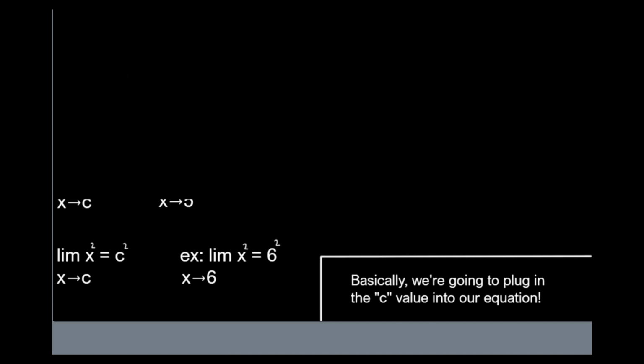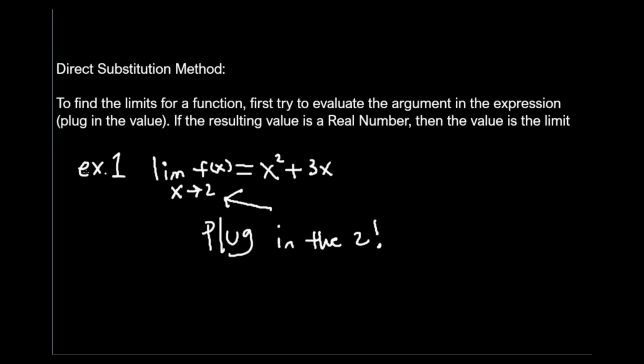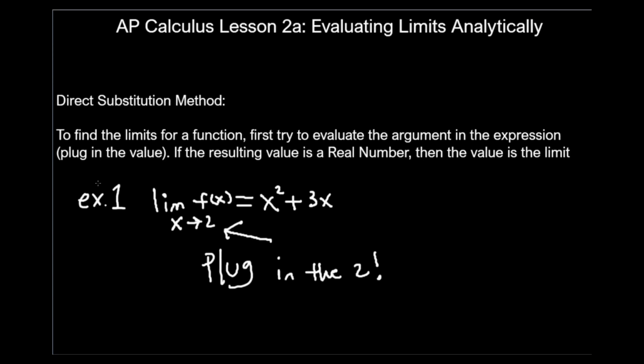Okay, time for the next part of this lesson, which is the direct substitution method. So, to find limits for a function, first try to evaluate the argument in the expression. So, just plug in the value. If the resulting value is a real number, then the value is the limit, which is our answer.